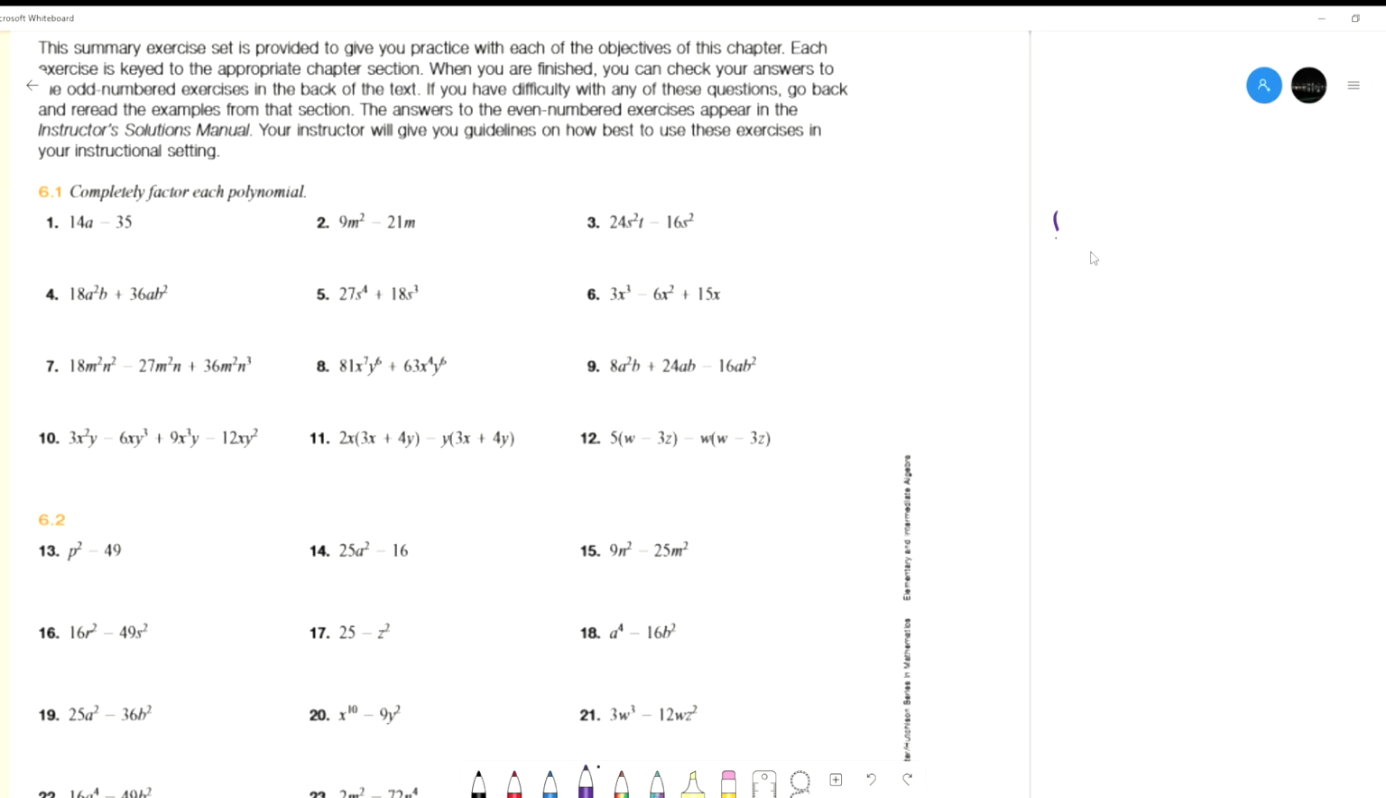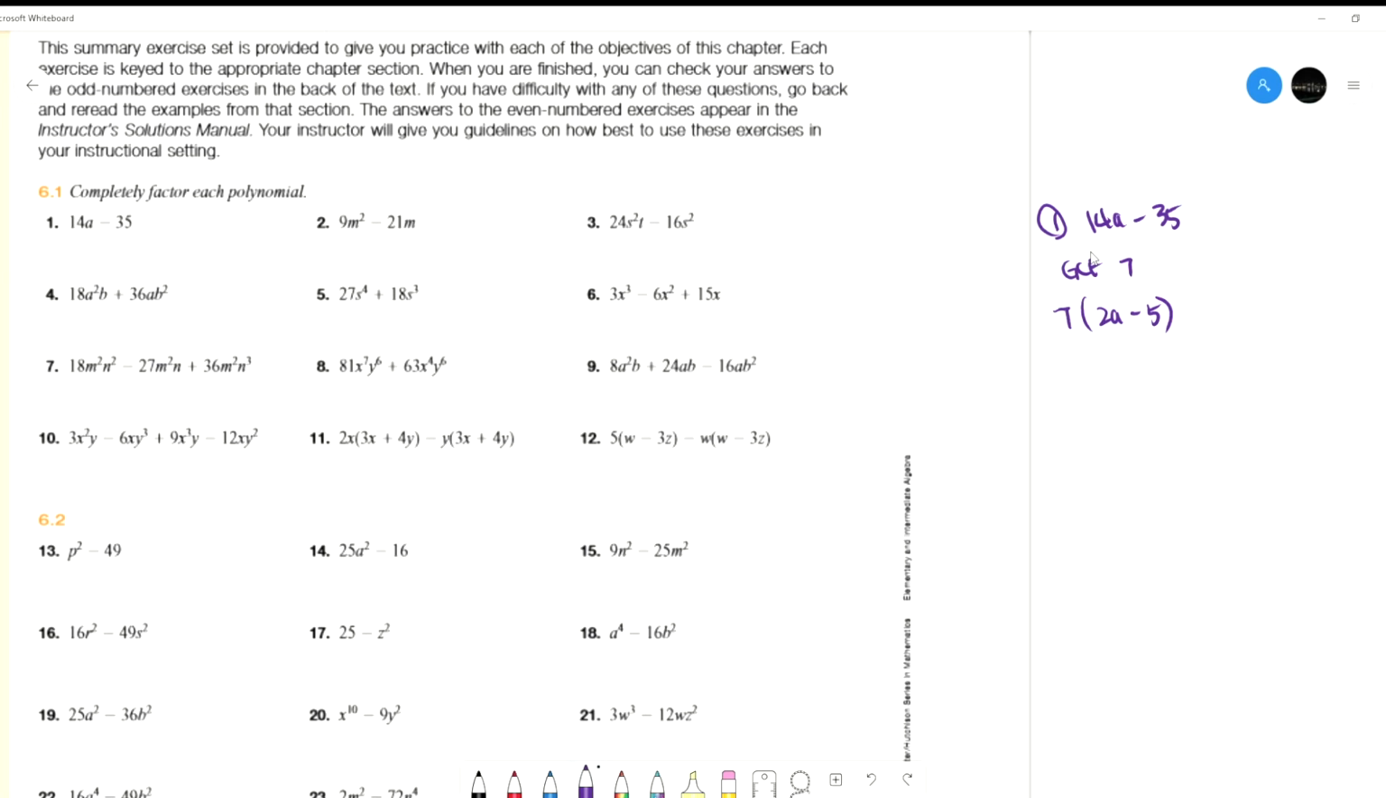Number 1, we have 14a minus 35. And I said the GCF here would be 7, right? So we factor the 7 out. And when we divide it out from both terms, what do we get? We get 2a minus 5, right? So that's the final answer for number 1.